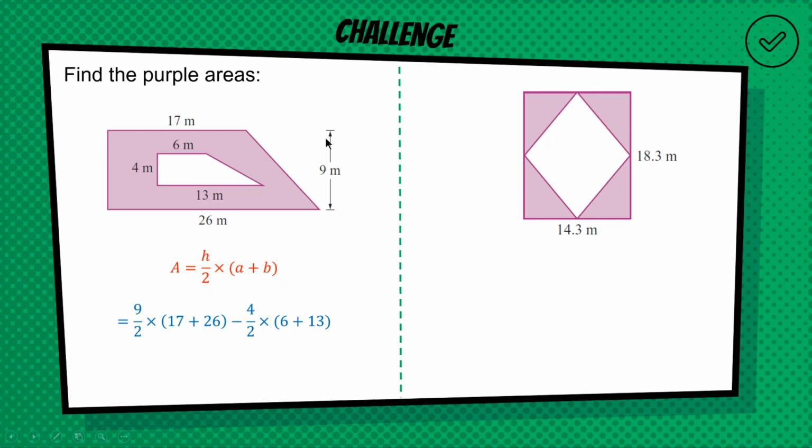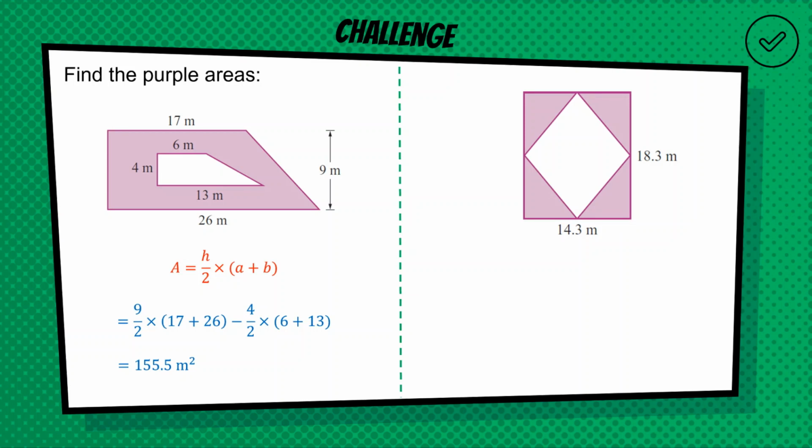Okay, for the big one, we've got the height of 9, A and B are 17 and 26, like this. And then we're subtracting the small one, which has a height of 4, and the two flat sides are 6 and 13. All right, so we can just put this straight through our calculator. If it gives you a fraction, you can press the SD button and you'll get a better answer for this topic, which is a decimal that looks like this, 155.5 square meters. So well done if you got that by yourself.